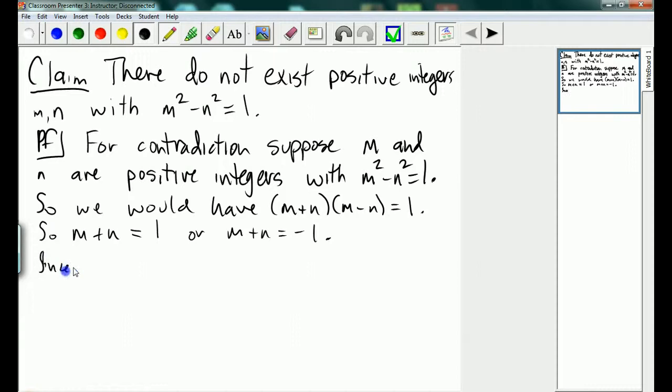Since m and n are positive integers, they are both bigger than or equal to 1. So m plus n is bigger than or equal to 2. So m plus n cannot be either 1 or negative 1. Neither of those are a possibility. So this is a contradiction.